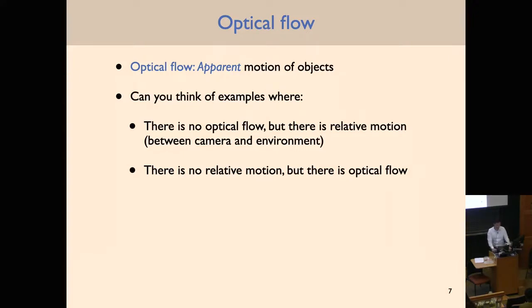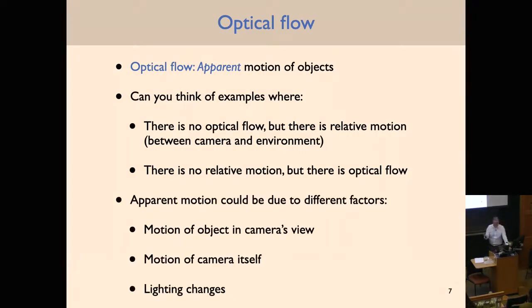Okay, so let's think about the other case. There's no relative motion between the camera and its environment, but there is optical flow. Go ahead. Yes, perfect. So changing light source, changing intensity, or the sun, or some other source of light is moving around. In that case, the camera is fixed relative to the environment, but you could still see changes in the image because of the changes in the lighting.